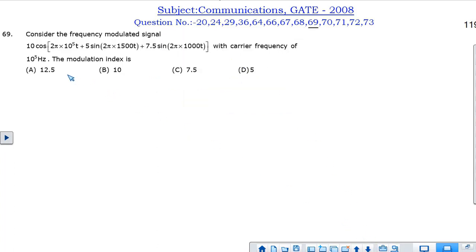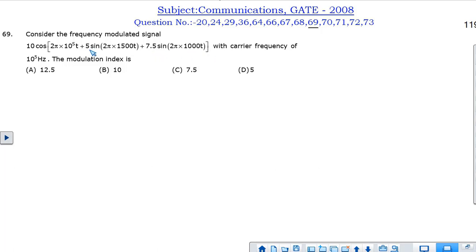Next question is question number 69. Consider the frequency modulated signal, that is FM, given as 10 cos 2 pi 10 to the power 5 t, that is the carrier frequency is given to be 10 to the power 5 Hz, plus 5 sin 2 pi 1500 t plus 7.5 sin 2 pi 1000 t.